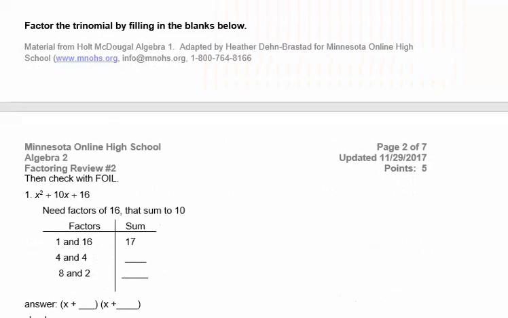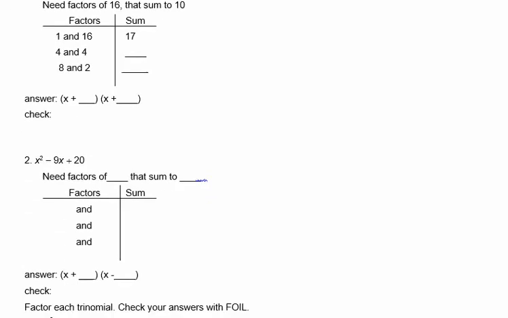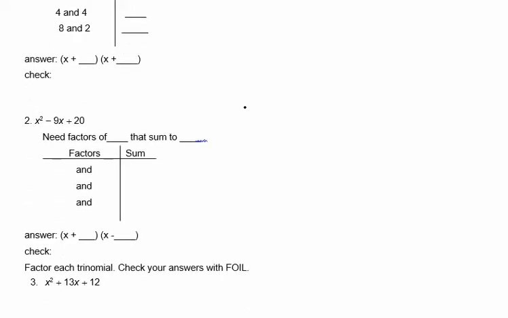Now it's time for you to do these problems. The first couple have the steps written out for you and even the factors written out for number 1. So let's start with number 2. Number 2, we need the factors of 20, that's where the last term goes there, that sum to the middle term of negative 9. Make sure you take the sign of the middle term as well.